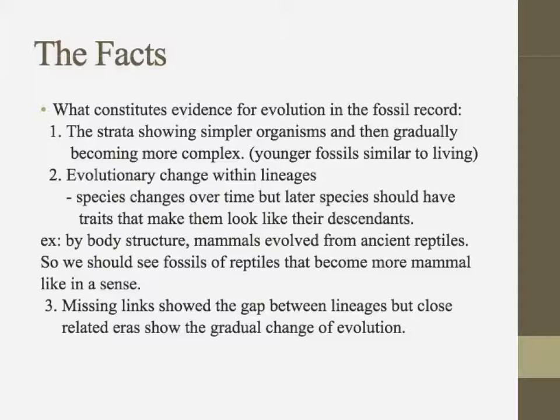The facts. What constitutes evidence for evolution in the fossil record? First thing is the strata showing simpler organisms, and then they gradually became more complex. Second is evolutionary change within lineages. That is to say, species change over time, but later species should have traits that make them look like their descendants. An example would be body structure: mammals evolved from an ancient reptile, so the fossils of reptiles should become more like mammals.